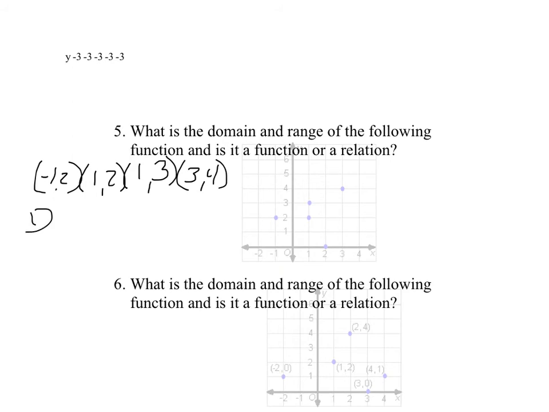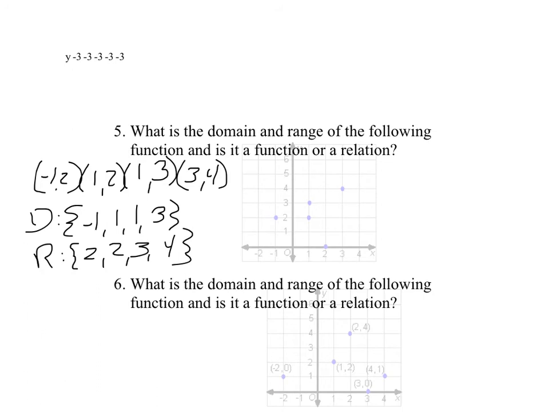So my domain is going to be negative 1, 1, 1, and 3. And my range is going to be 2, 2, 3, and 4. This is going to be a relation because those 1's repeat. Oh, I need to switch back to my pen. Relation.